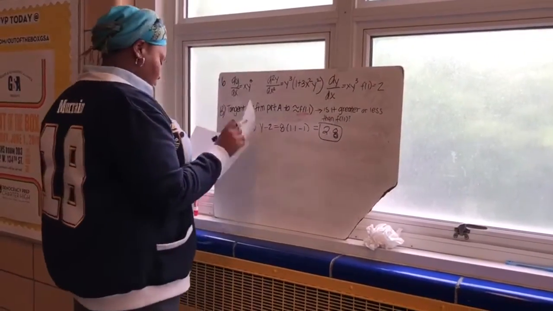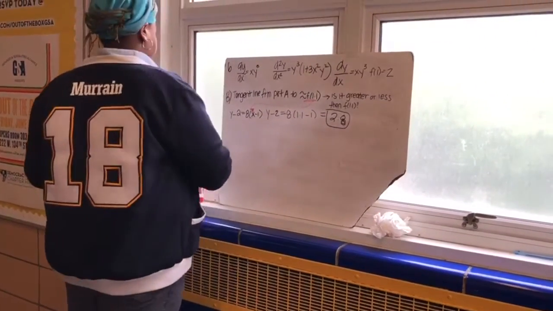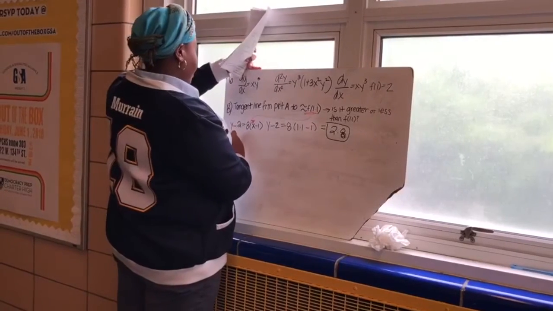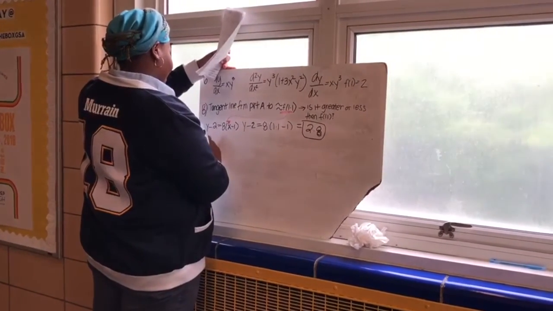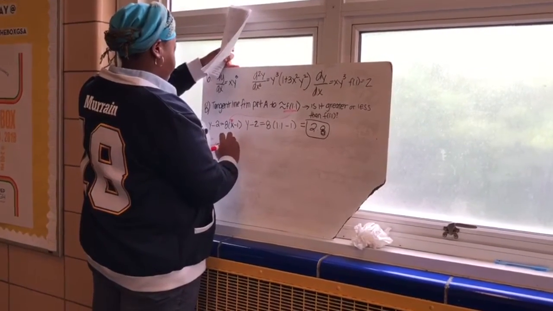Now, the question also asks to see if the approximation for f of 1.1 is greater than or less than the actual f of 1.1. So basically, in order to find if it is greater than or less than, we have to look for concavity, which is also known as the second derivative.